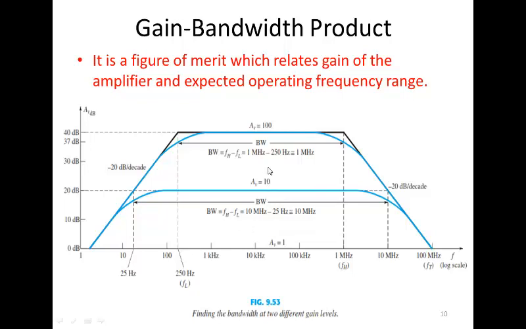So in this example, if the mid-band gain is 100, and if I reduce the gain from 100 to 10, then the bandwidth would increase from 1 to 10. So the gain is reduced 10 times, and the bandwidth would increase 10 times. That is, if gain is reduced, bandwidth would increase.